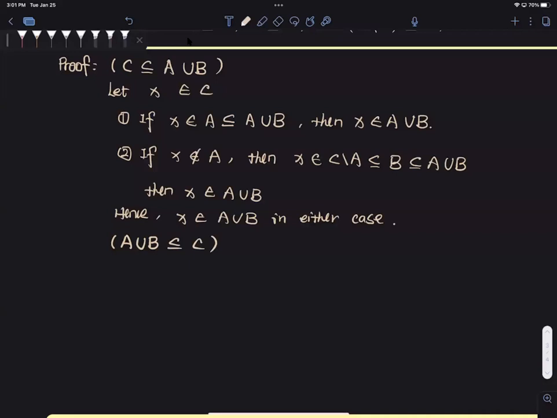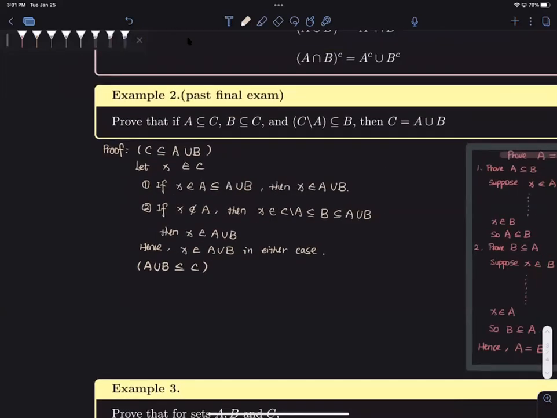Okay, next, I'm gonna show A union B is a subset of C. This is even easier because, well, let X be an element of A union B. Then X is in A or X is in B. How do we conclude from here to X is an element of C?